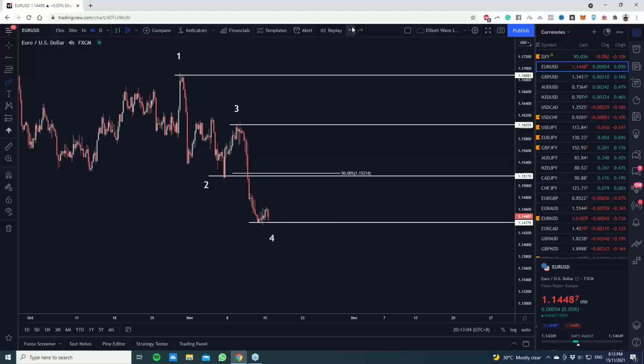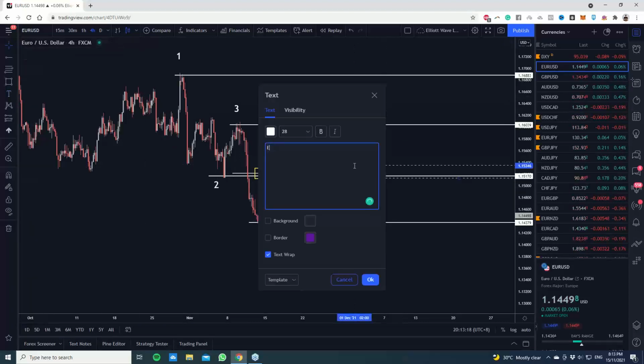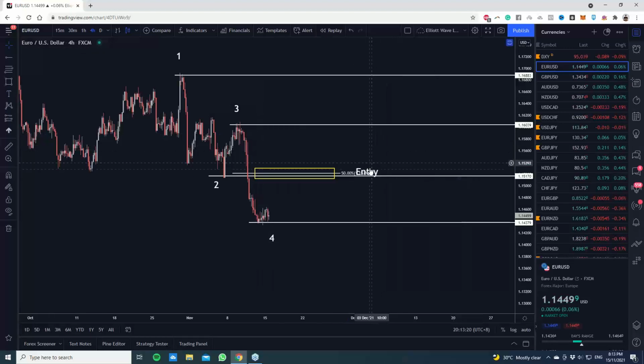So which is the area we're going to keep a very close watch on? Naturally, it will be this zone here at the 50%, where it confluences very nicely with our previous structure level, which is 0.2. So this area becomes our entry zone, which means that if price were to retrace back towards this area, we'll be looking for a sell.